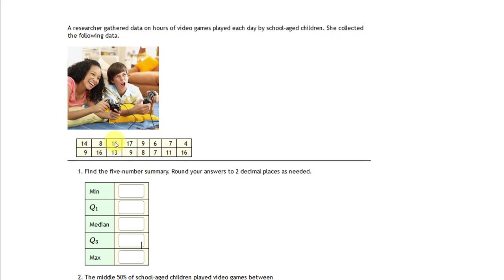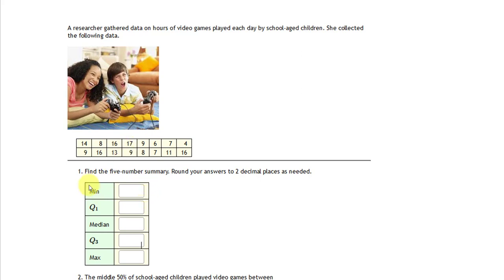So 1, 2, 3, 4, 5, 6, 7, 8, 9, 10, 11, 12, 13, 14, 15, 16. So we have a total of 16 data points, and each point represents the number of hours of video game play each day. So for example, this kid plays 14 hours of video games. This one plays 7 hours of video games each day.